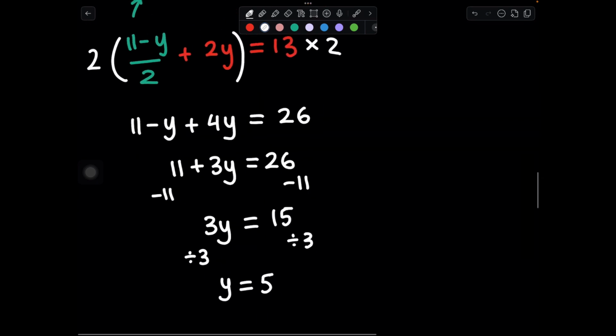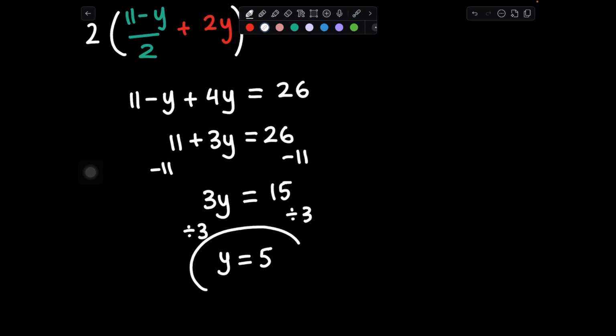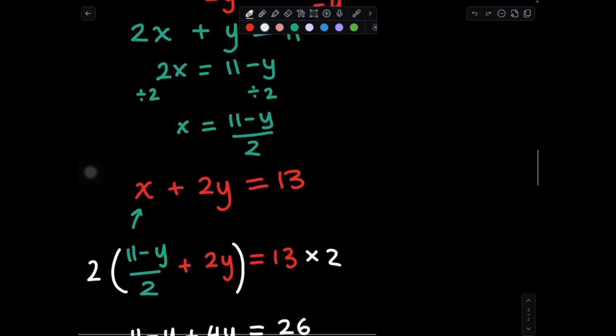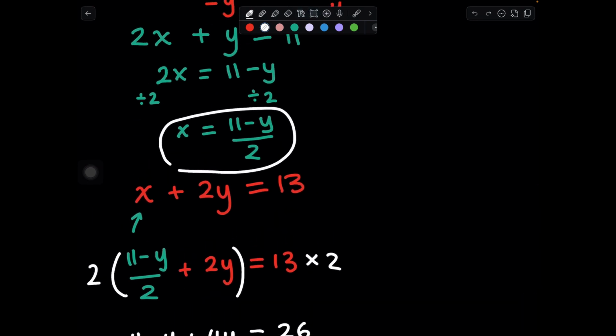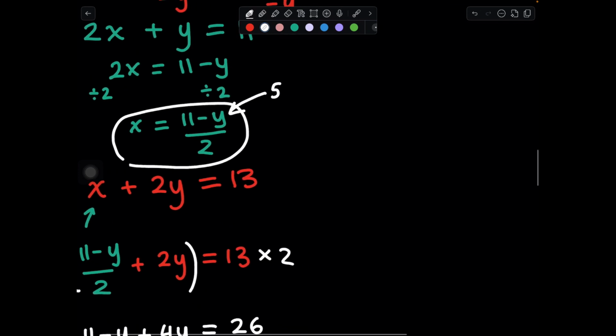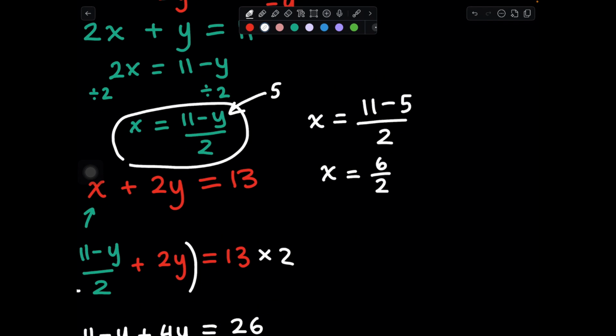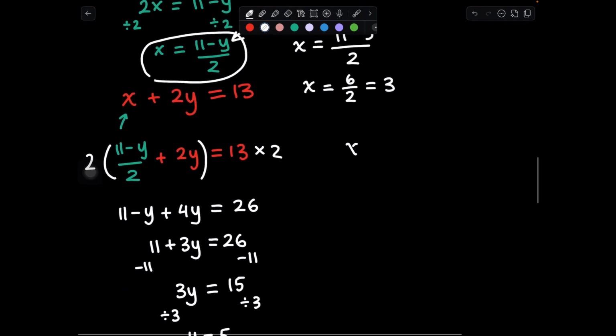So I hope you noticed how that is the same answer we got with the previous method. Then what you do is, since you have what y equals, and up here we found what x equals, all you do is substitute y equals 5 into there. So that gets us x is equal to 11 minus 5 over 2. And that works out to be 6 over 2, which is equal to 3. And that is our final answer. X equals 3 and y equals 5.